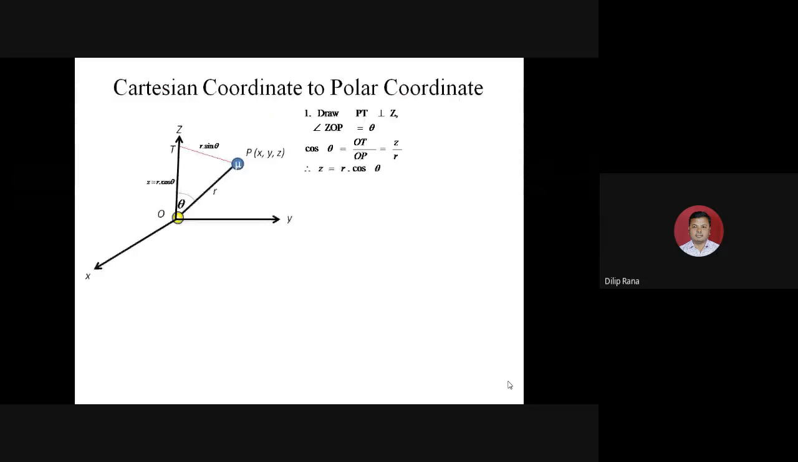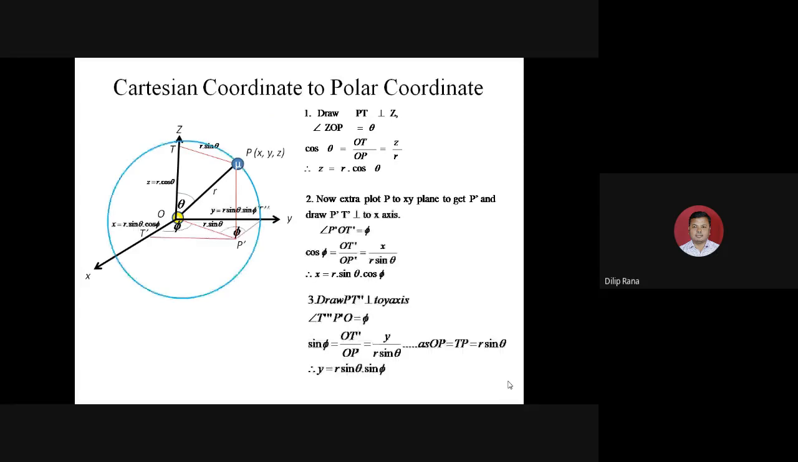I'm just revising it, proceeding to the next topic. So let's come to the final. By using trigonometric functions, we can convert this Cartesian coordinate to polar coordinate, where x equals r sin theta cos phi, y equals r sin theta sin phi, and z equals r cos theta. So basically, in this way, we can convert the Cartesian coordinate to the polar coordinate.